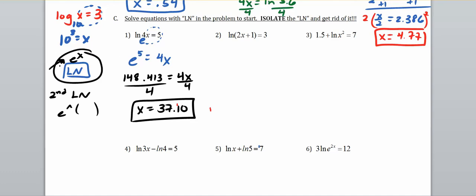E to the x, or e to a power, is above the ln button. The ln button, again, is the third from the bottom and the first row in your calculator. So let's look at number 2.